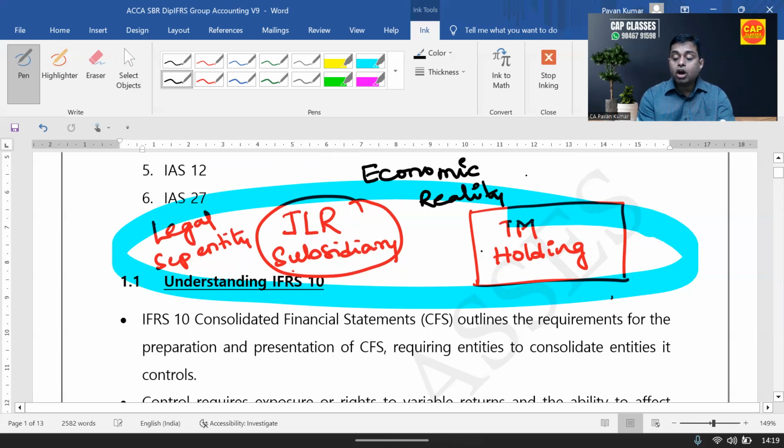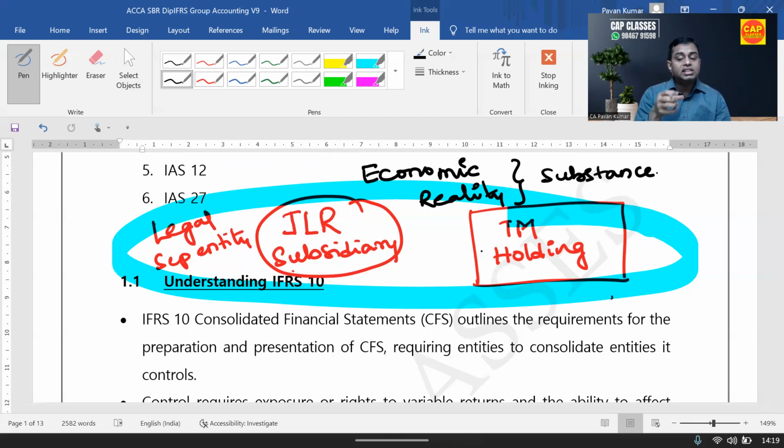Or this is what we call substance. This is what we call economic reality, or this is what we call substance. So these two companies, JLR and Tata Motors, when you look at the legal form, they are two different entities. But the economic reality is that it is one single entity.